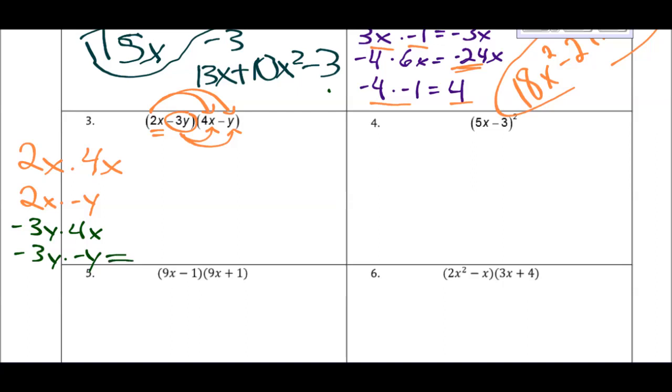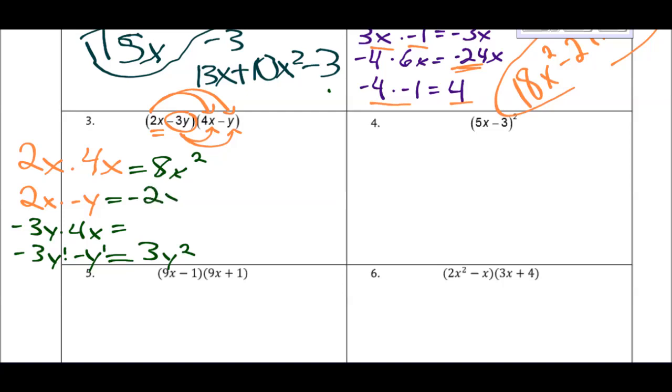What does this bottom one give us? Negative 3y times negative y. Yep, what's that? 3y squared. Yep, 3y squared. It's y to the first times y to the first. And it's basically a negative 1 times a negative 3. That's positive. What does the top one give us? 2x times 4x. What's special? 8x squared. 8x squared.